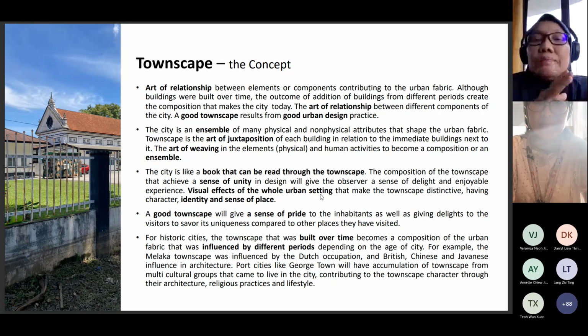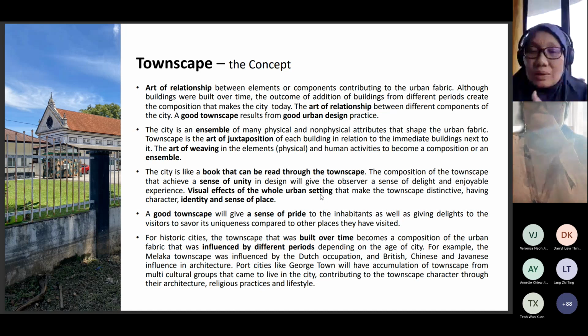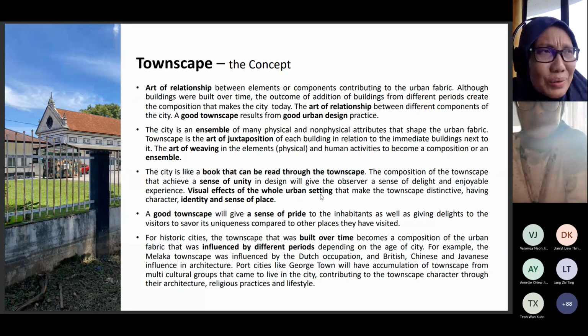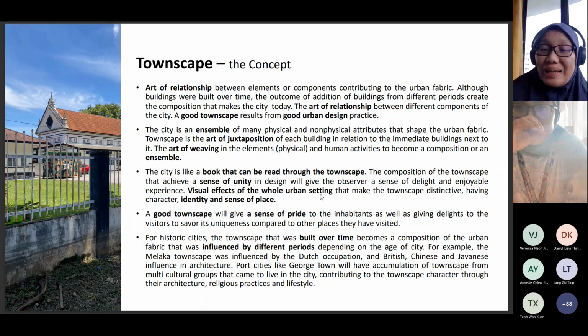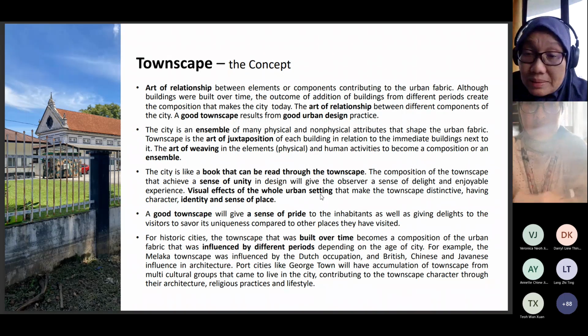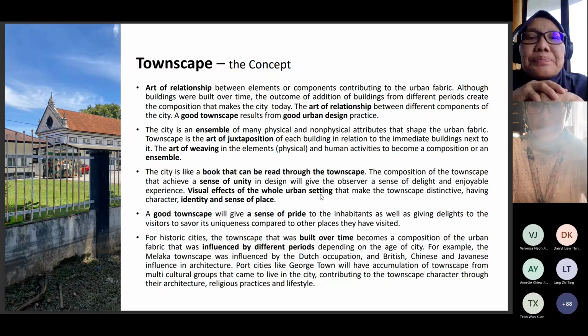And this art of relationship is actually the composition of the elements or components that contribute to the urban fabric. Very seldom do we have a city that is built at one go, one shot, where you build and one day everything is transformed. I don't think we have that kind of city. Even Putrajaya started with phasing. A city is like the process of making a jigsaw puzzle, where you put one part, fit in another part, and one after another.